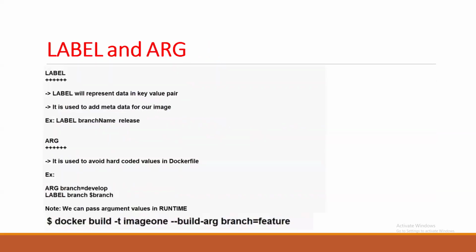LABEL and ARG. LABEL represents data as key-value pairs. It is used to add metadata for our image, for example label branch name release. ARG is used to avoid hard coded values in the Dockerfile, something like ARG branch equal to develop, LABEL branch equal to $develop. We can pass argument values at runtime: docker build -t image1 --build-arg branch=future. So we can pass it at runtime also, or we can pass it in the Dockerfile.